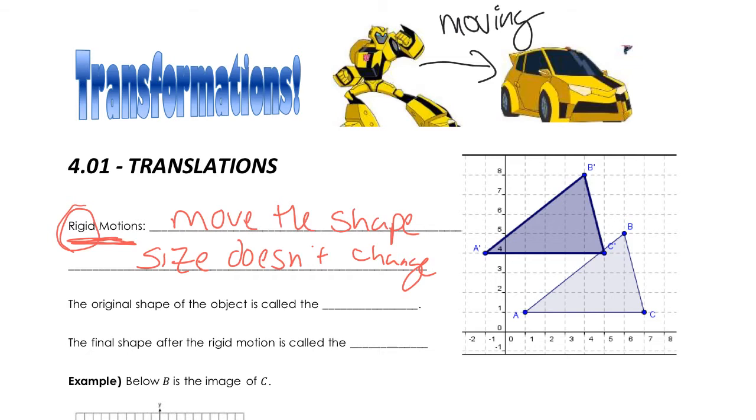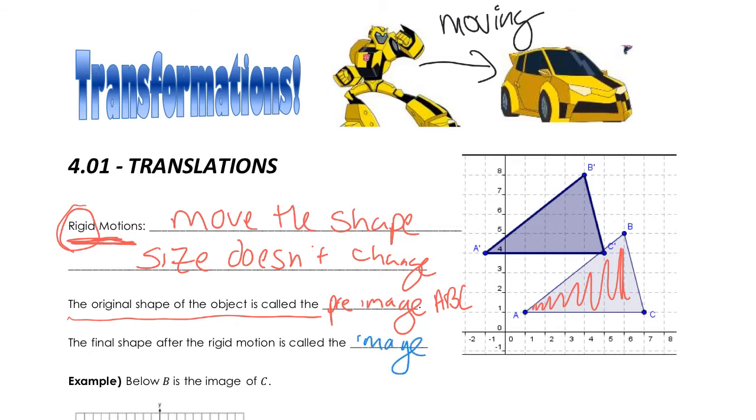We call the original shape the pre-image. The original shape is called the pre-image, the first shape. And if I look at this triangle ABC, this is the first shape, the pre-image. And I'll show you how I know that in a second. After we move it, the final shape is called the image. So after the move, it's just called the image.